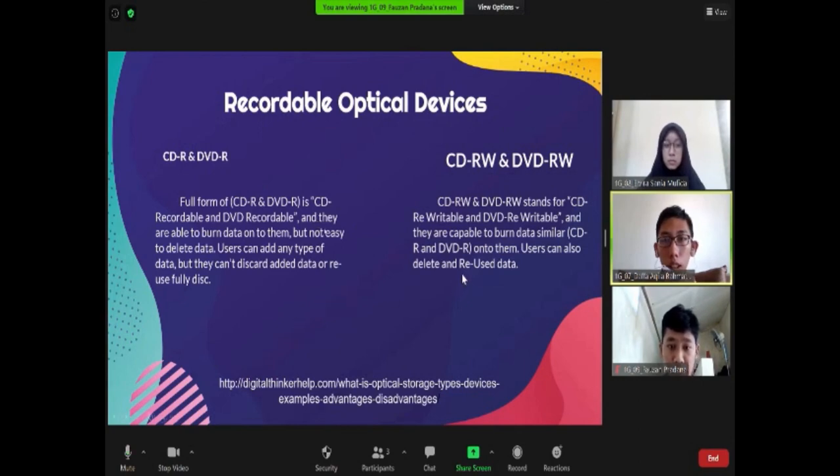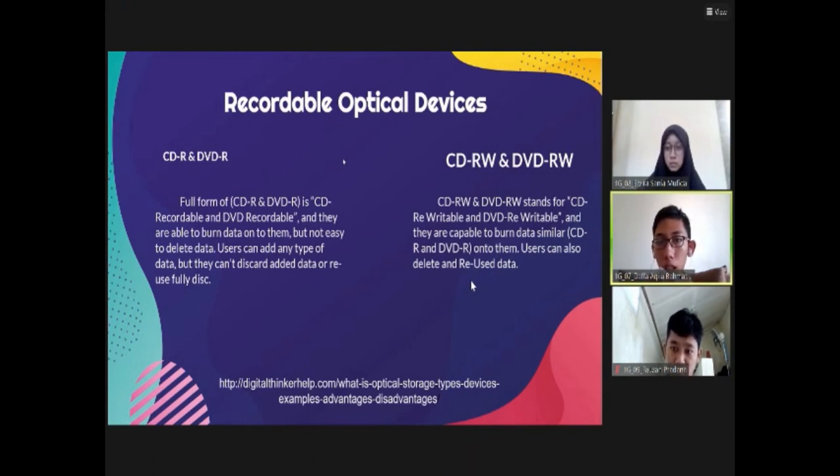And next, CD-RW and DVD-RW. CD-RW and DVD-RW stand for CD rewritable and DVD rewritable, and they are capable of burning data similar to CD-R and DVD-R onto them. Users can also delete and reuse such data.